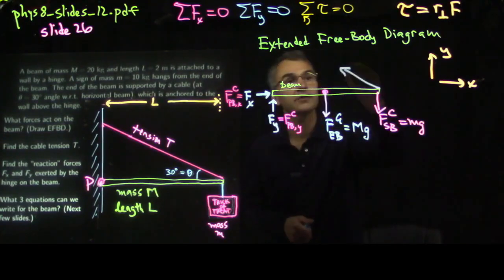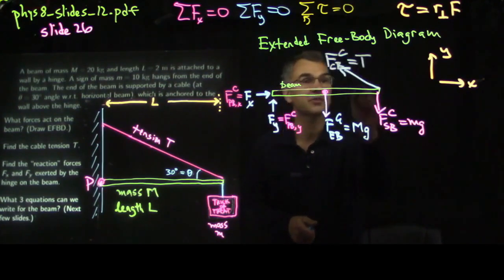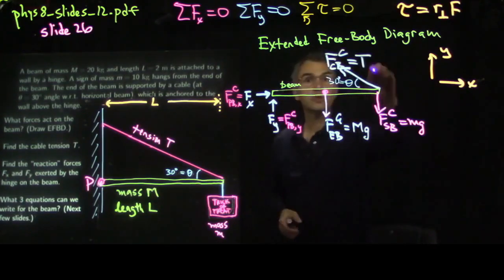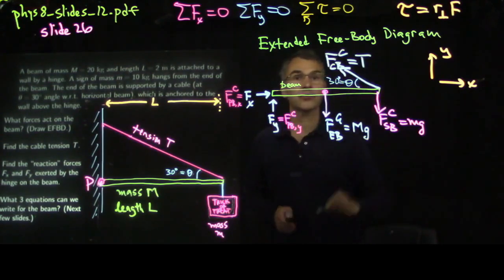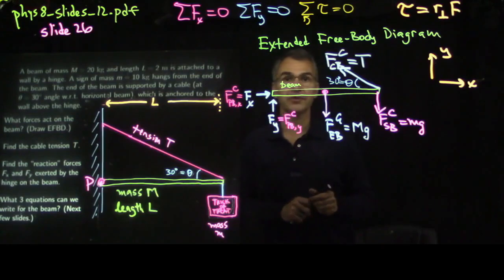Then we have the tension. So this is, you could call it the contact force by the cable on the beam, but really it's just the tension T, and it helps to indicate this angle theta, which we're told is 30 degrees. Let's do one more thing at this stage. Let's decompose the tension force into x and y components, which will make our equation writing easier.